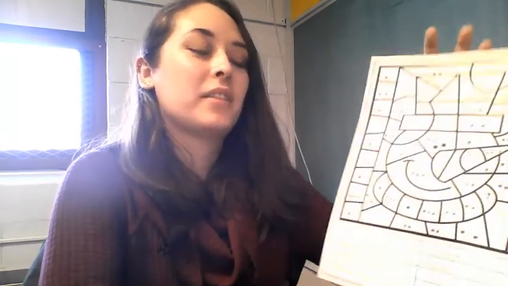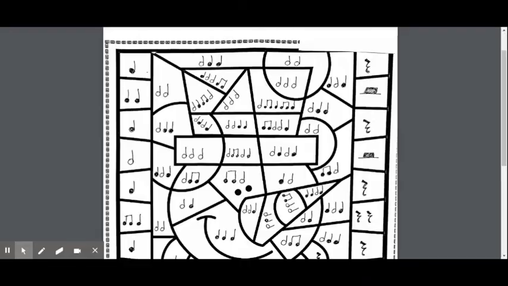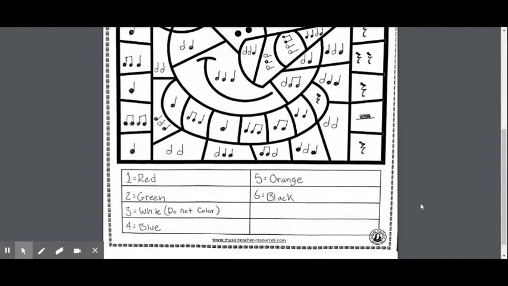Go ahead and take out this color by note worksheet and we are going to begin to work on it together. Alright, so you should all have this color by note worksheet out. Let's look at it together. So basically we are taking the note values and adding them together. Whatever they end up being, we're looking at this key at the bottom of the page, and this is going to tell us what color to color in our sections based off of how our notes add up.